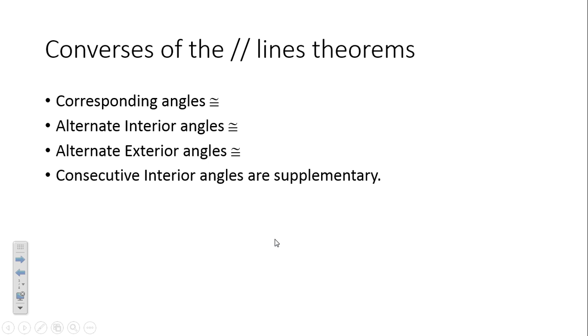So, back in chapter 2, we learned how to switch the hypothesis with the conclusion to get the converse. And that's what we're going to be using today. Yesterday we learned about corresponding angles and the fact that if you have two parallel lines cut by a transversal, corresponding angles are congruent.